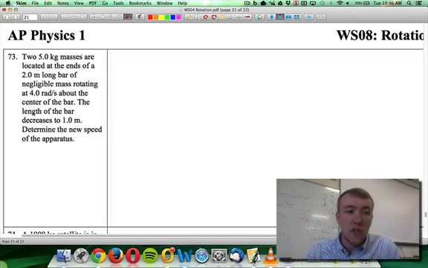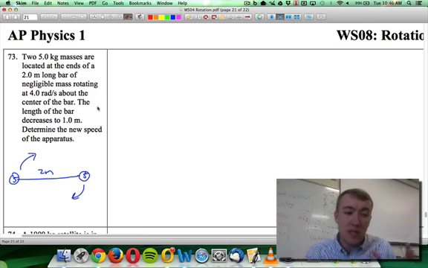73, it says two 5-kilogram masses are located at the end of a 2-meter long bar. So we've got a mass here of 5 kilograms, a mass here of 5 kilograms. This bar is 2 meters, and it's spinning around at 4 radians per second. It says the mass of the bar is negligible. So this is spinning around this way. The length of the bar then decreases to a distance of 1 meter. So as it's spinning around, these masses move in, and it becomes a distance of 1 meter. And we want to figure out what is the new speed of this apparatus.